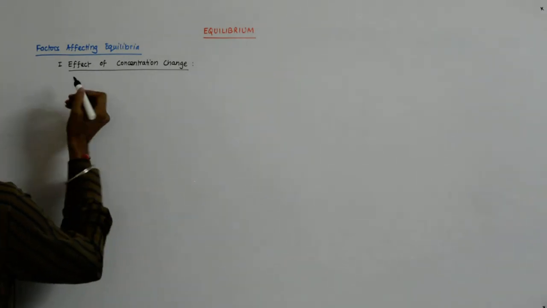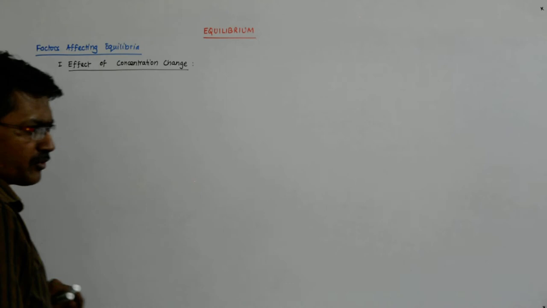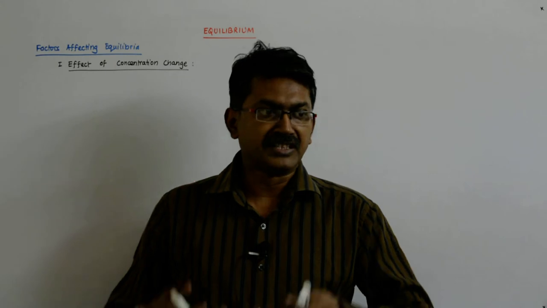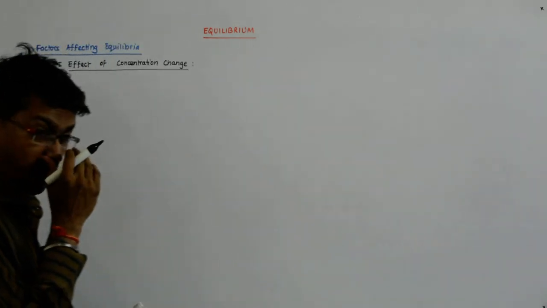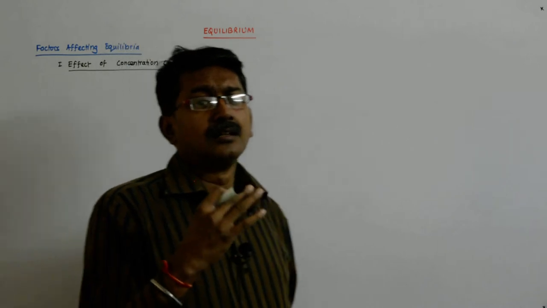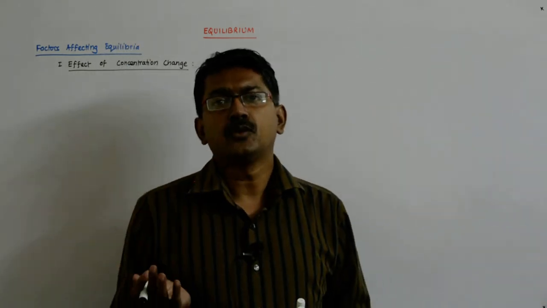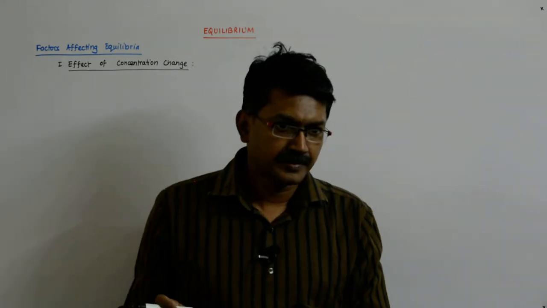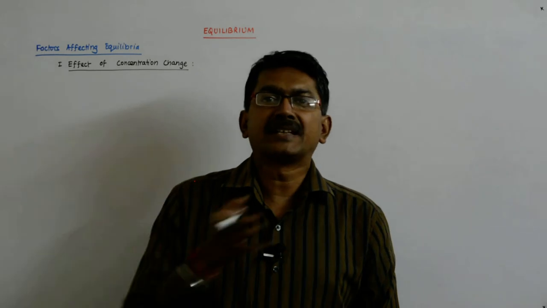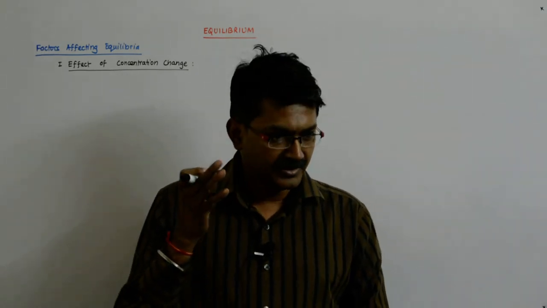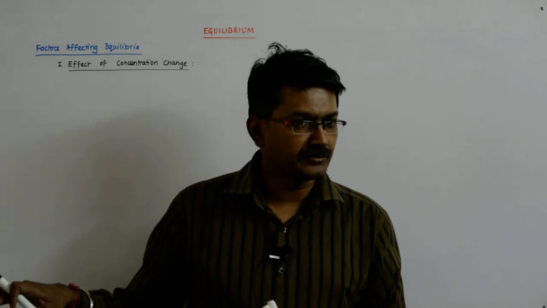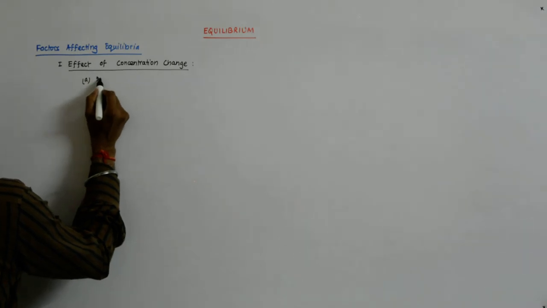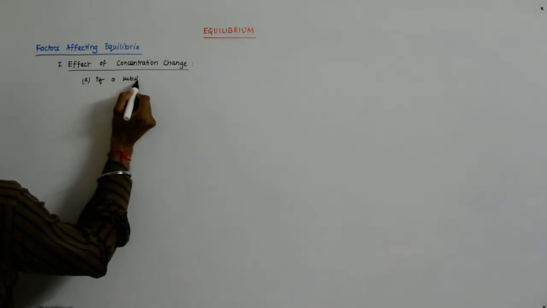So what happens? Suppose you have added some substance. Concentration can change in two ways. Suppose it's a gaseous thing, or you have added something so as to increase the concentration. What will the reaction try to do? It will try to reduce your concentration to where it was. So it will start consuming that substance. If it consumes that, then its concentration starts going down. Correct.